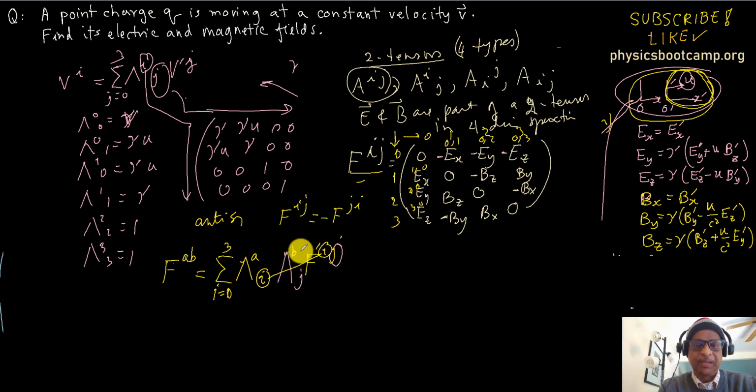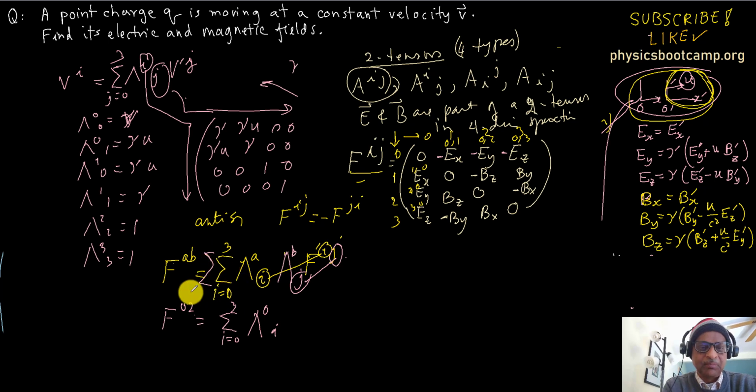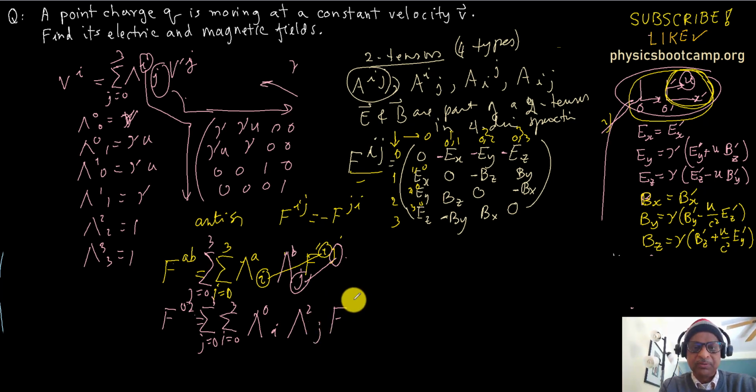Fab. So if I wanted to say what will happen to F02, this should come from sum over i equal to 0 to 3 of lambda 0i, and also a sum over j. So the double sum, j equal to 0 to 3, of lambda 2j F prime ij. So you can see what this component will be.